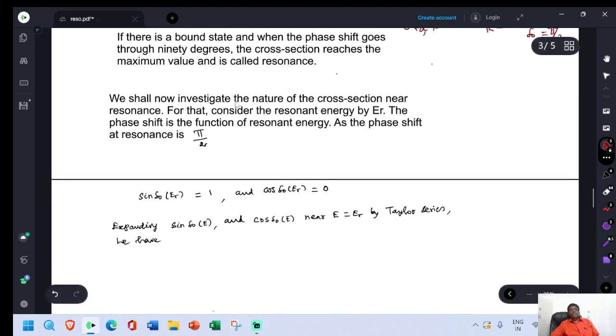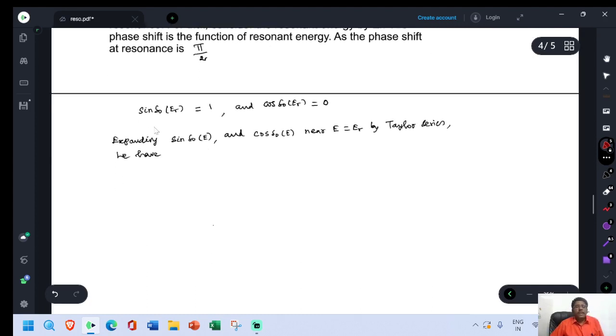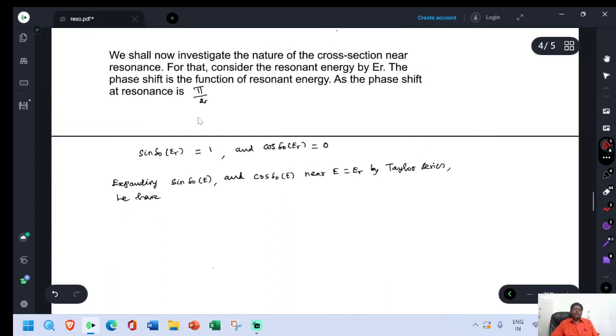We shall now investigate the nature of the cross section near resonance. For that, consider the resonant energy denoted by E_R. The phase shift is a function of energy. As the phase shift at resonance is π/2, sin δ0(E_R) equals 1. How do we say sin δ0(E_R) equals 1?